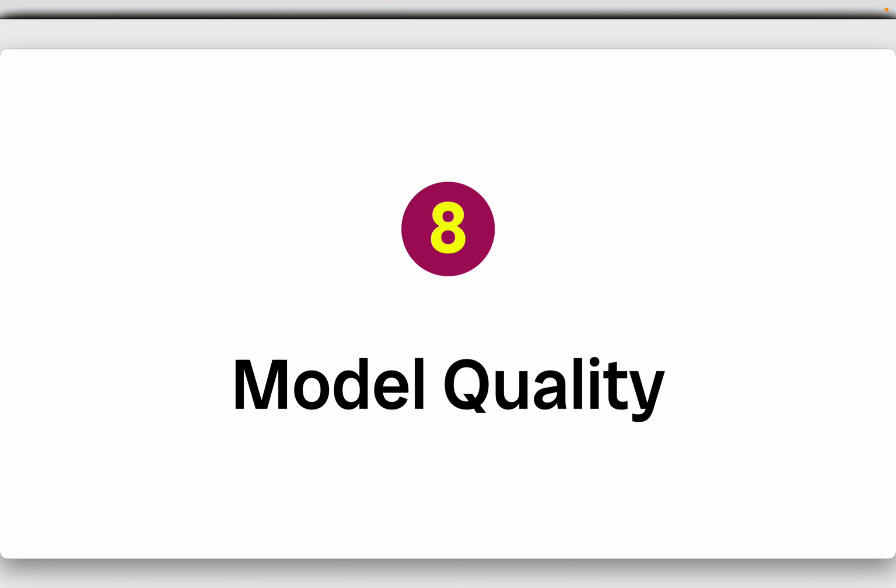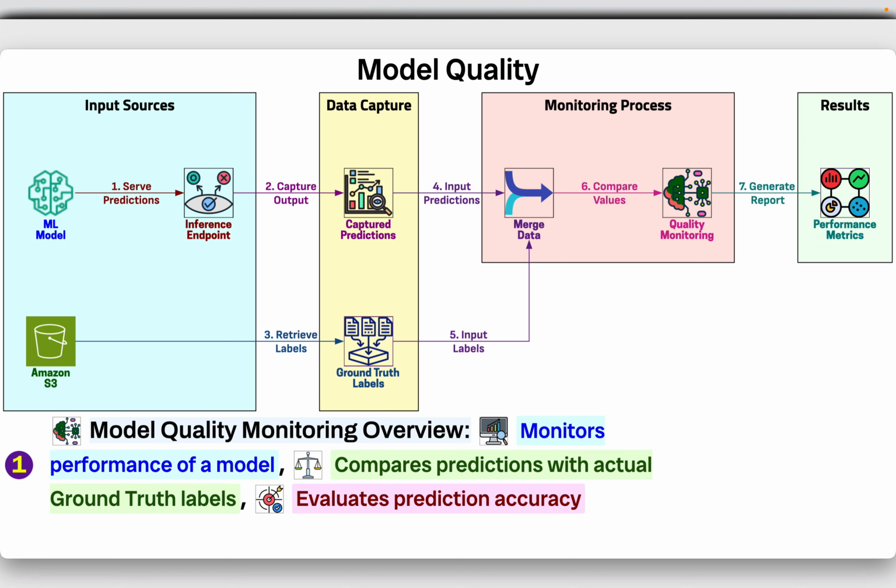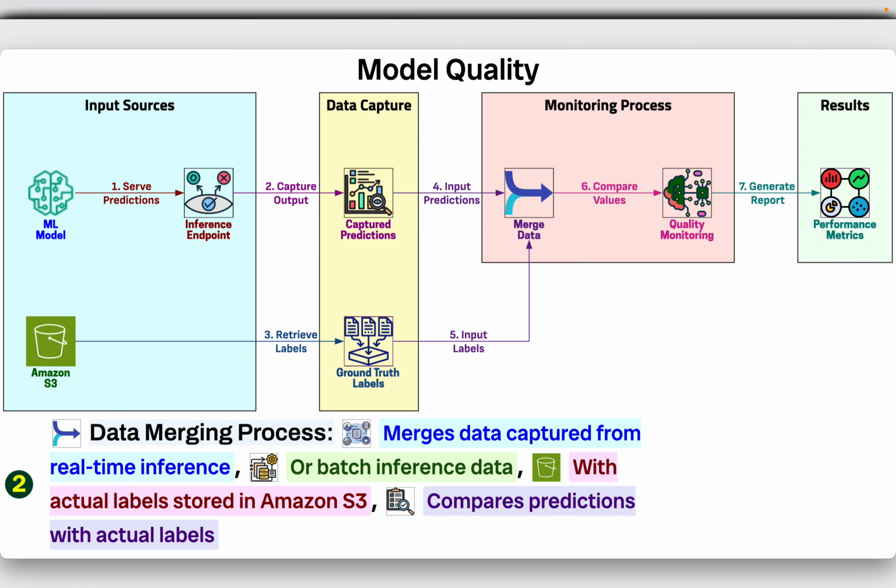And eighth topic is model quality. Model quality monitoring jobs monitor the performance of a model by comparing the predictions that the model makes with the actual ground truth labels that the model attempts to predict. To perform this analysis, the system merges data captured from real-time or batch inference with actual labels stored in an Amazon S3 bucket, enabling a direct comparison between predictions and actual outcomes.